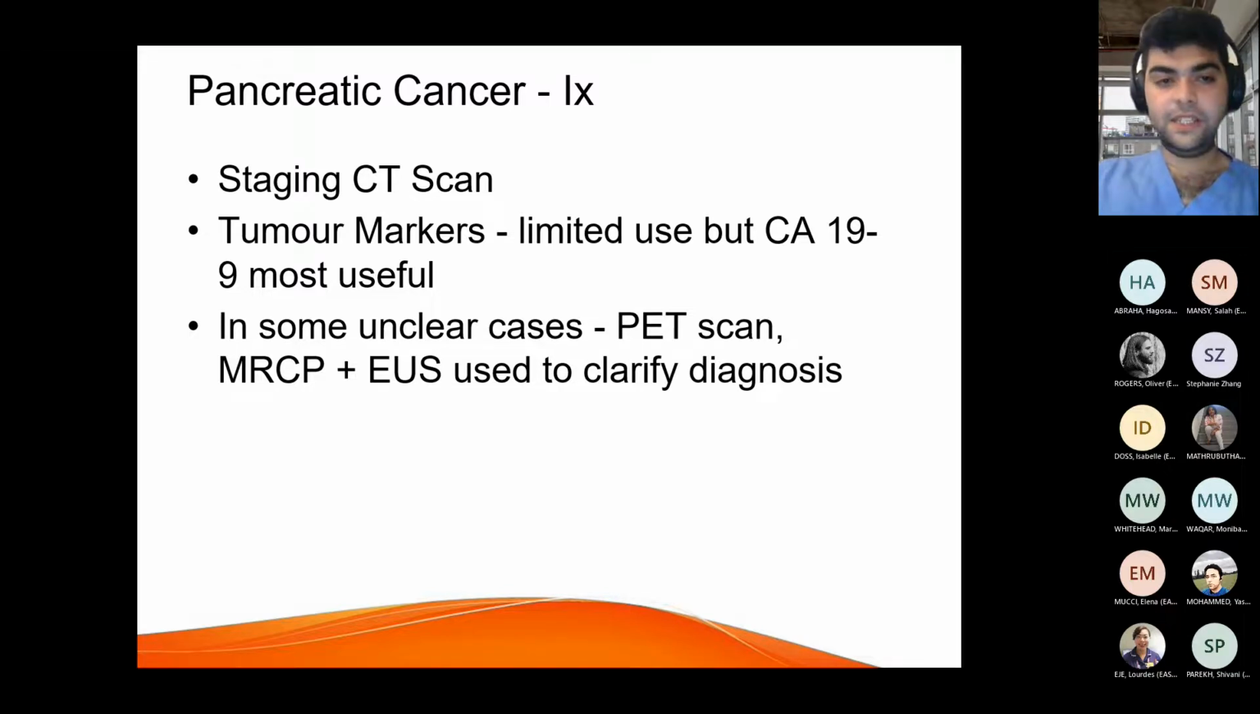When they get referred to the MDM, sometimes we will have people with pancreatic masses where we're not sure if it's benign or malignant. In those scenarios, the investigations we sometimes use are PET scans or MRCPs. If we really are keen on a tissue diagnosis for a mass in the pancreas where we're not 100% sure, sometimes we do endoscopic ultrasound, which allows us to actually assess the pancreas and also take biopsies.